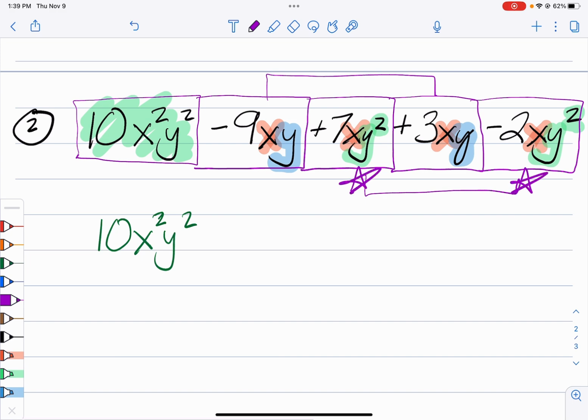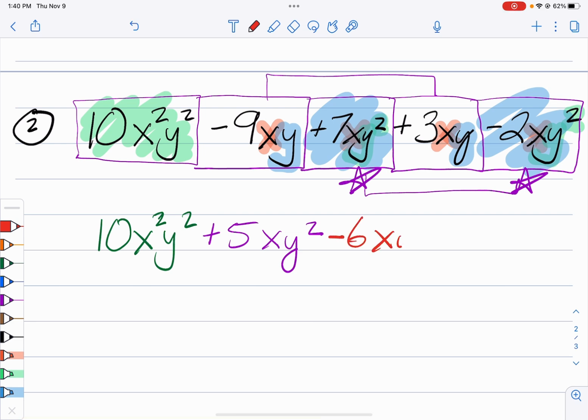So it's those two. So those two get to be combined and they get to go into the next part of our equation. So I have a 7xy squared minus 2 of the xy squareds. That's going to leave me with 5 of the xy squareds. Then if I look at my last two terms, I have a negative 9 of the xy's plus 3 of the xy's, and I have negative 6 of the xy's. And that becomes our final answer.